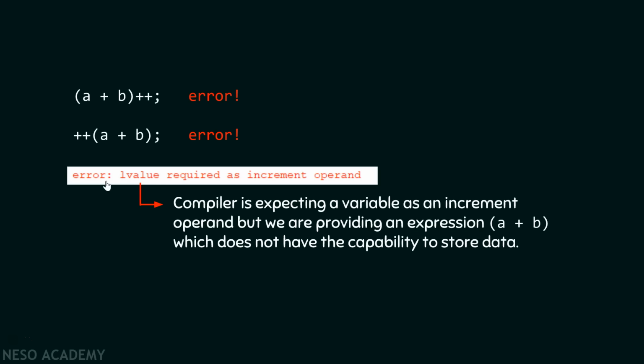That is why the compiler is producing this error: lvalue required as increment operand. The compiler is expecting a variable as an increment operand, but we are providing an expression a plus b which does not have the capability to store the data. Now I think you understand the meaning of lvalue and rvalue, and why we require an lvalue before or after increment or decrement operator.